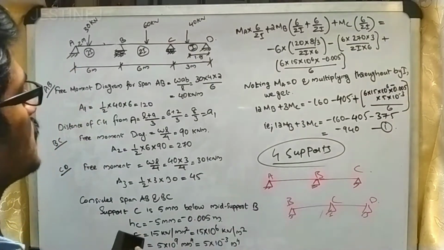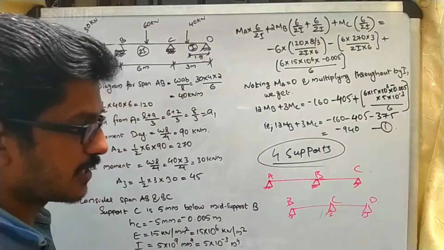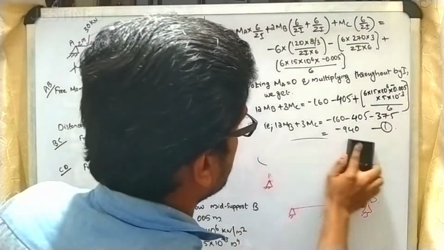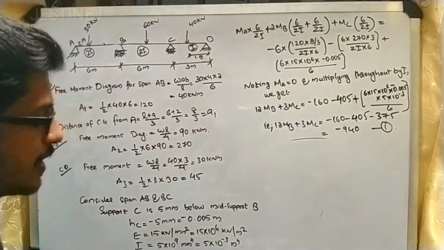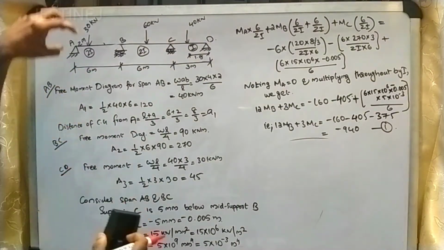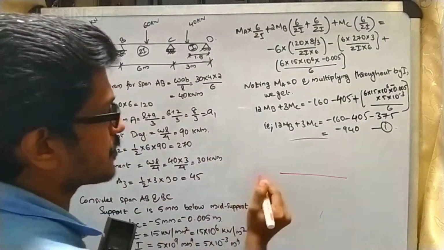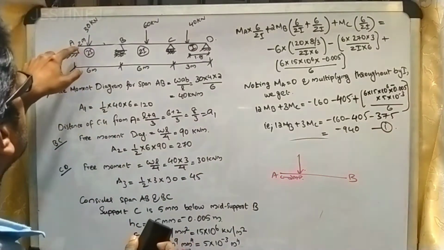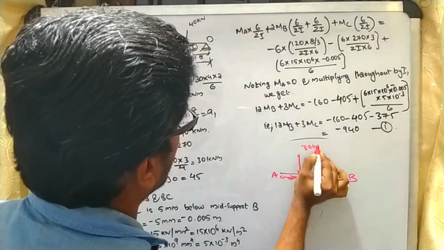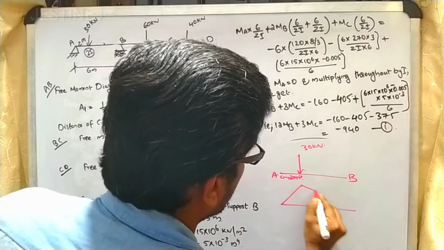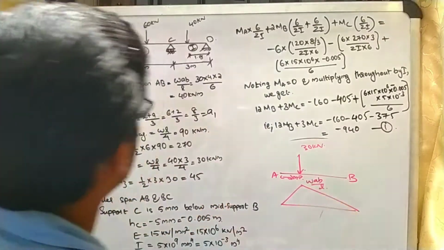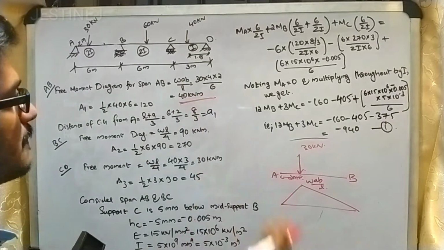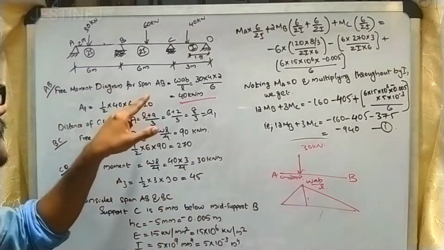First of all we will consider this ABC portion, and only then will we move on to the BCD portion. Our next step is to find the free moment diagram. If you consider the AB portion, a point load of 30 kN is acting at a distance of 2 meters from support A, and we know that the bending moment value is going to be WAB by L. If you substitute the values, 30 multiplied by 4 multiplied by 2 divided by 6, you will get 40 kN meter. Please try to do these values by yourself.